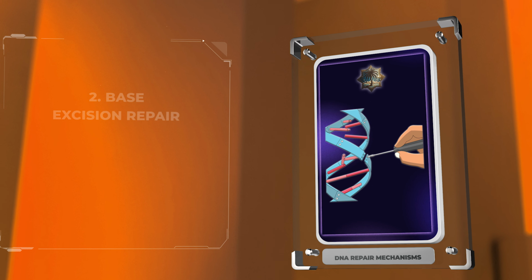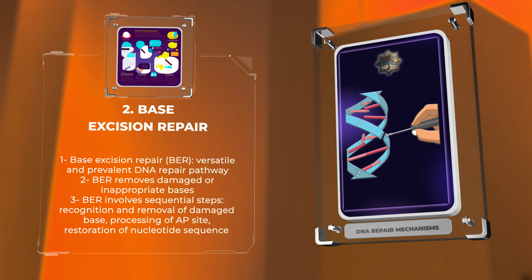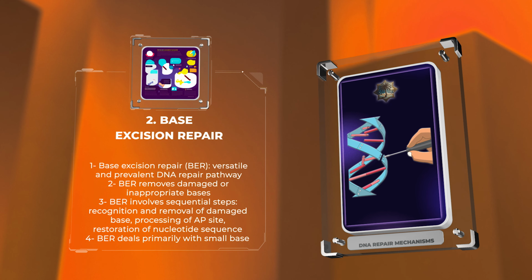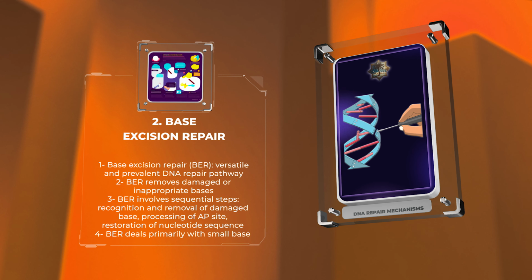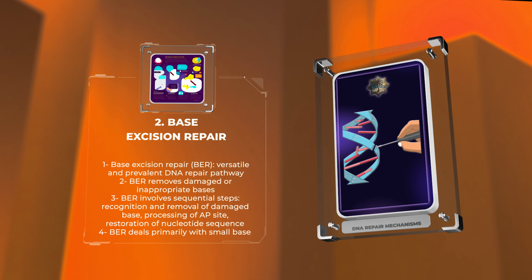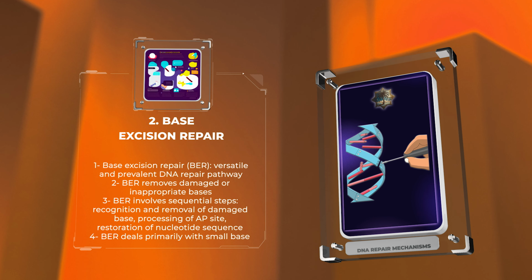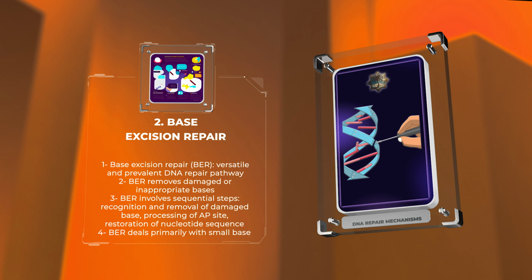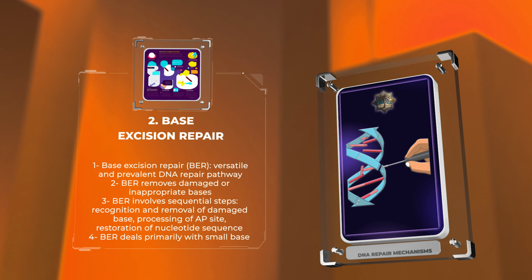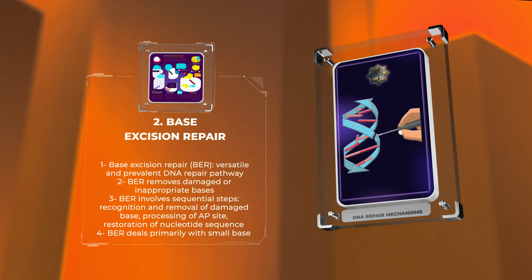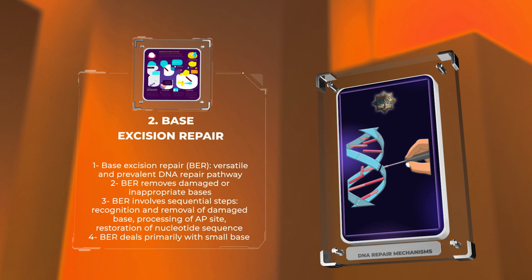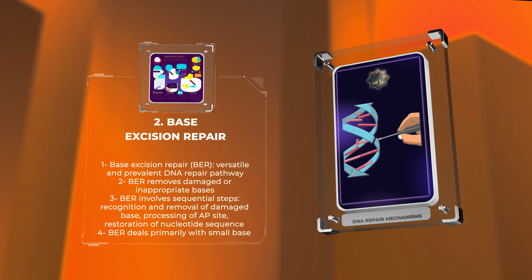Base excision repair, BER, is a versatile and prevalent DNA repair pathway that removes damaged or inappropriate bases. BER involves a series of sequential steps, starting with the recognition and removal of the damaged base by specific DNA glycosylases. The resulting apurinic/apyrimidinic AP site is then processed by AP endonucleases, DNA polymerases, and DNA ligases to restore the correct nucleotide sequence. BER primarily deals with small base lesions, such as oxidative damage, deamination, and alkylation.